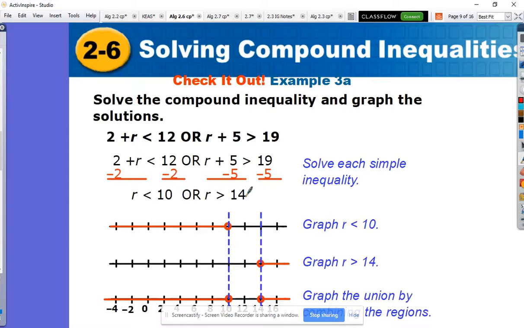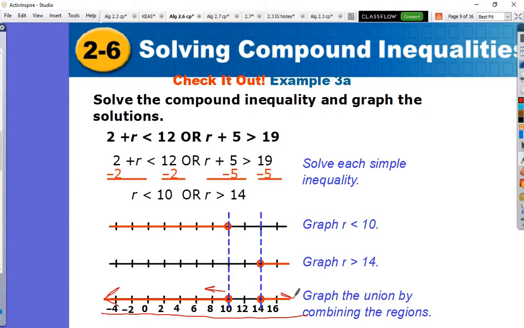All right, so then we'll just focus on this number line down here. Here is our 10. So R cannot equal 10, and R is everything smaller than 10. So it's going that way. Then on this side, we have 14. R cannot equal 14, and we have everything greater than 14. All right, there's our answer for that one.